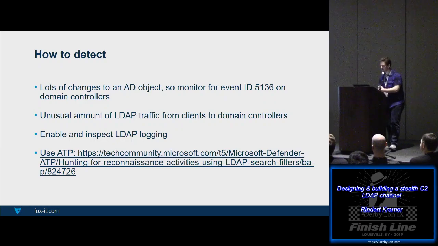Having a baseline is really important to detect this kind of backdoor channel traffic. If you don't have a baseline, then I think you're out of luck. If you have a baseline, you can detect anomalies like many changes to an AD object. So there's the event ID. An unusual amount of traffic between clients and domain controllers. Maybe you can enable and inspect LDAP logging. And Microsoft's advanced threat protection has some specific functionality that you can monitor and trigger on suspicious LDAP queries.